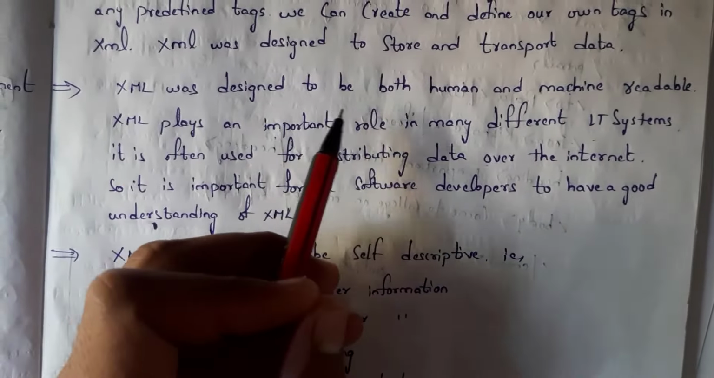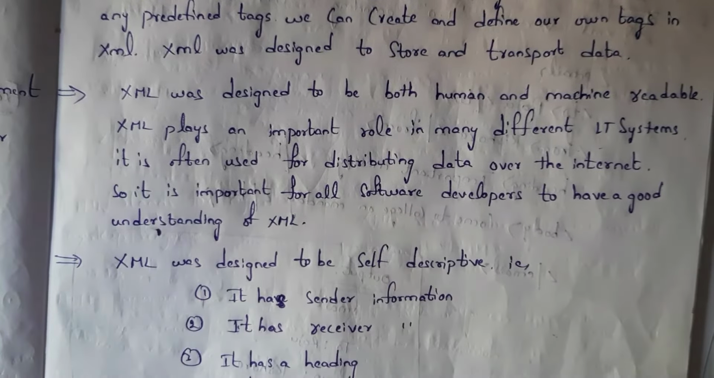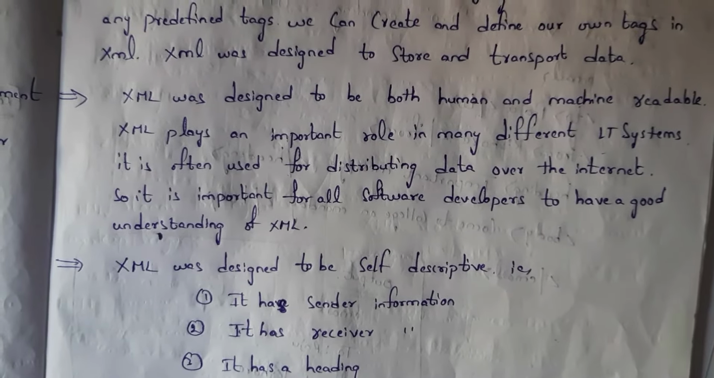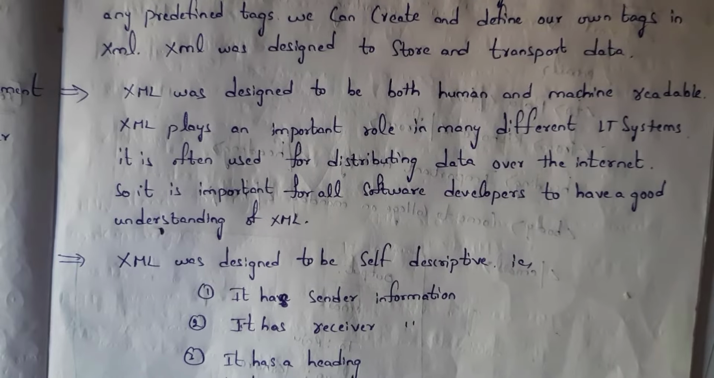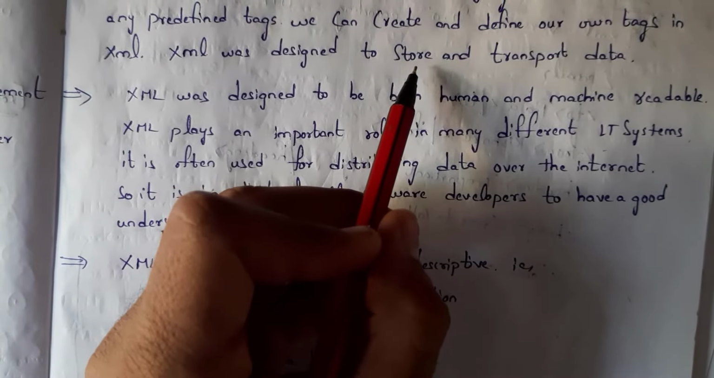XML was designed to be both human and machine readable. This XML was easily understandable by both humans as well as machines. XML plays an important role in many different IT systems. It is often used for distributing data over the internet. The main purpose of using XML is to distribute data. As I said before, it is used to store and transport data.